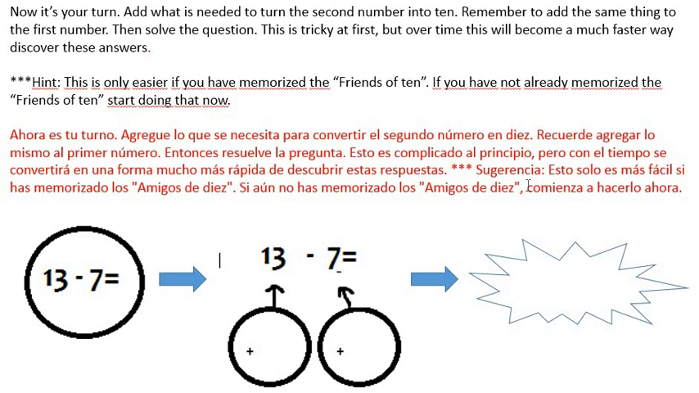I can help you get exercises to practice the friends of 10 if you need to.